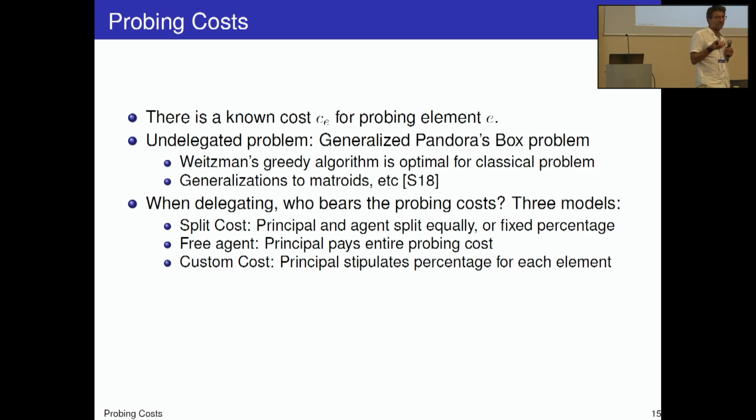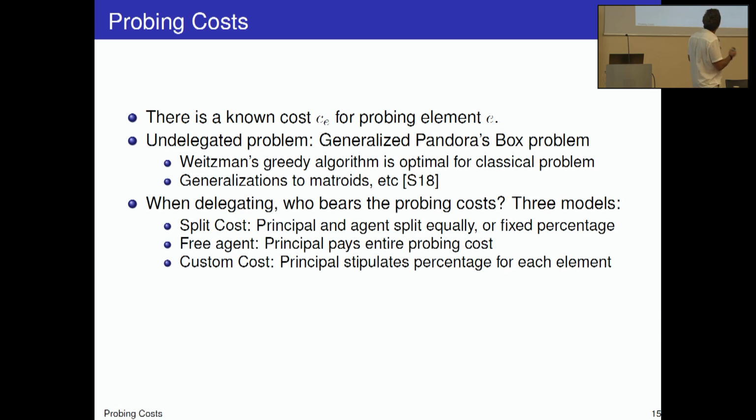Now, when you think of delegating this thing, there's a subtlety about how you model the exploration costs and who bears them. And it turns out we need to look at different models because the possibility terrain here is a little less clean. So we look at 3 models. One model, we call it something different in the paper. Here I'm going to call it split cost, where the principal and agent pay equally, or according to a fixed percentage, like the principal always pays 20%, agent 80%, or something like that, in terms of probing costs, right? Then there's the free agent model, where the principal just bears the entire cost of exploration as part of the contract. Hey, whatever you explore, I'm just gonna foot the bill.